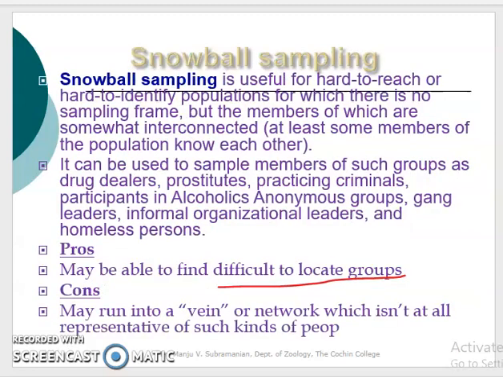For example, it can be used to sample members of groups such as drug dealers, prostitutes, practicing criminals, etc. It is hard to reach these groups, or very difficult to identify such groups from a population, but you can say that these members are there in the population.